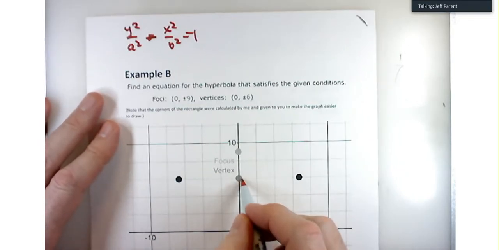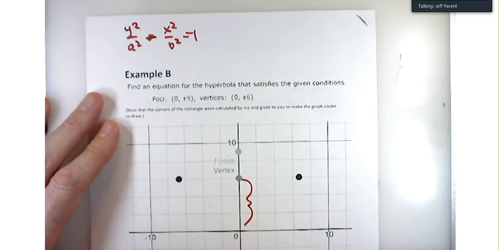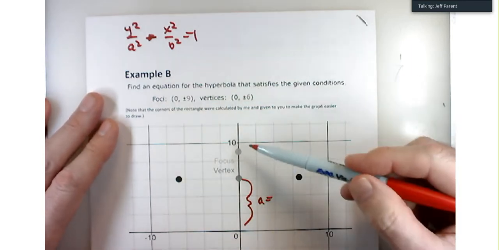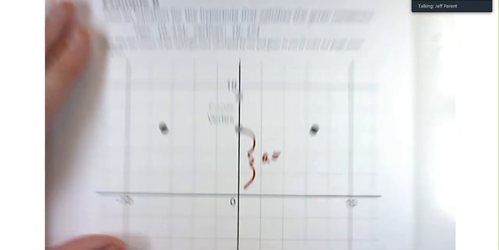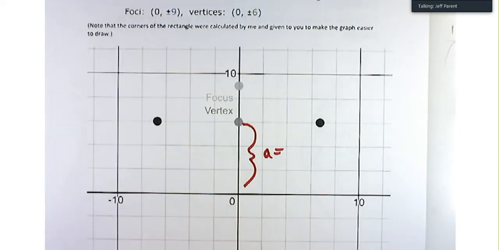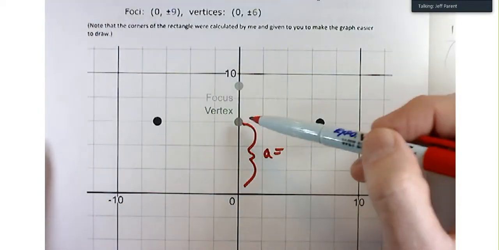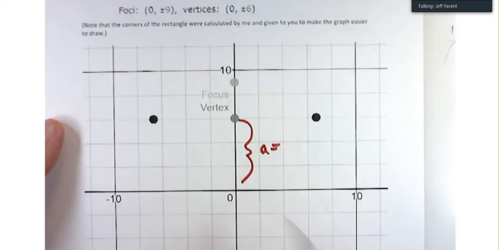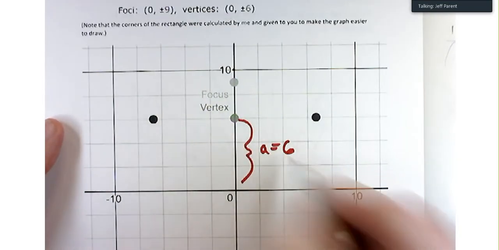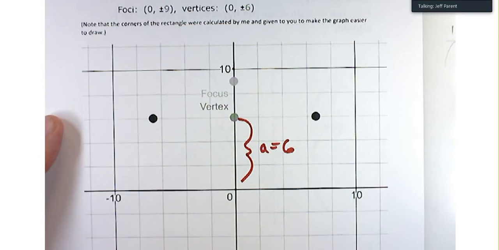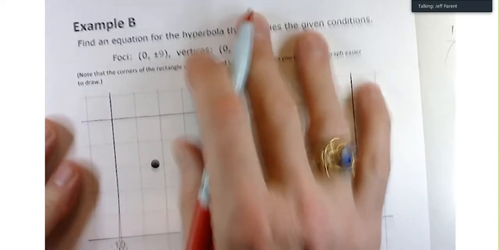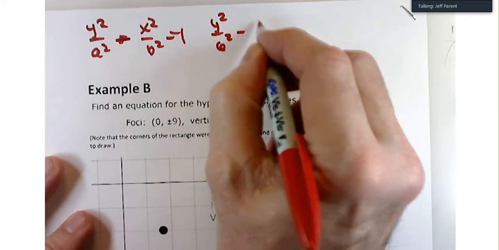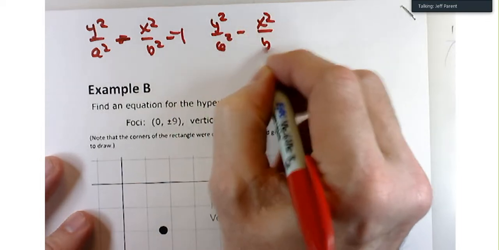This distance right here, for instance, tells me what a is. Now you've got to pay attention to the scale here. The scale is not 1 for each tick mark. It's 2 for each tick mark. Notice that you've got a 10 up here. So 2, 4, 6. a is 6. So, okay. So that becomes y squared over 6 squared minus x squared over b squared equals 1.